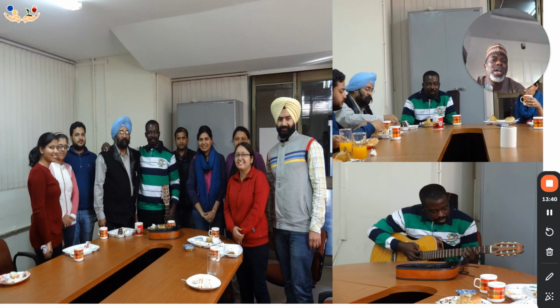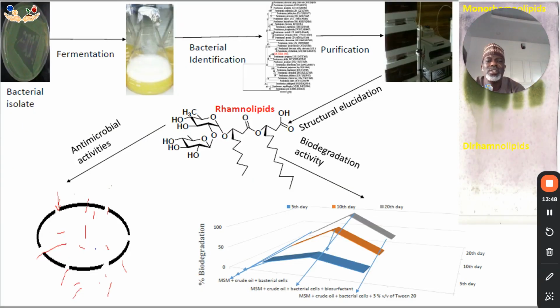And this is showing the picture that I was able to take after the completion of projects of this biosurfactant. And this is showing the process from fermentation to purification, standardization, optimization, and activity of such rhamnolipids.